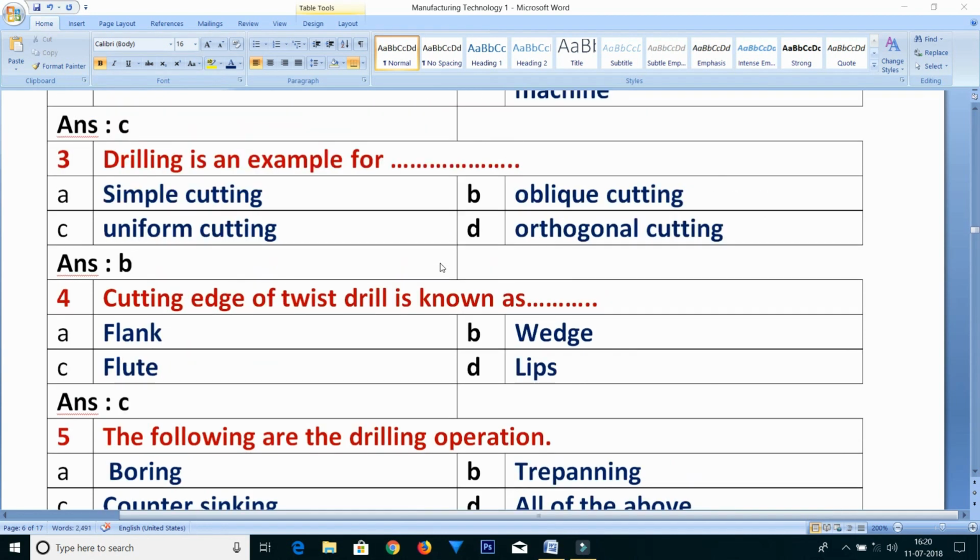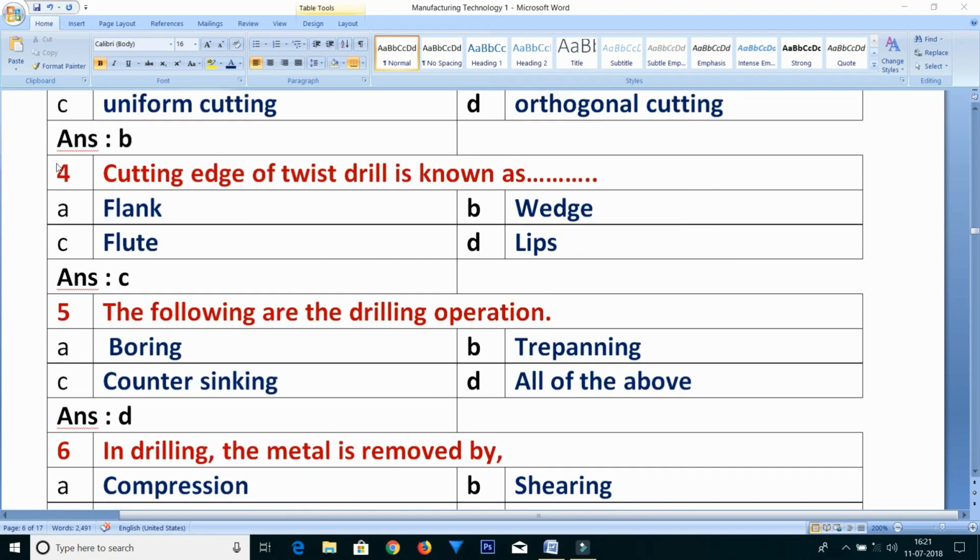Next one is the third question. Drilling is an example for dash. Option A, simple cutting. Option B, oblique cutting. Option C, uniform cutting. Option D, orthogonal cutting. And the right option is option B, that is oblique cutting.